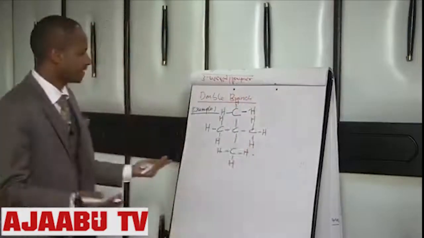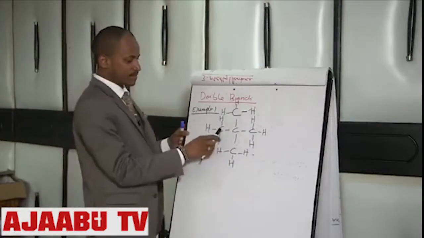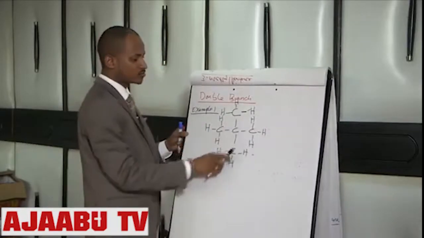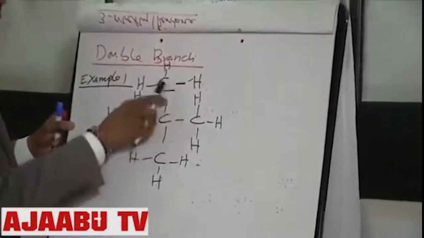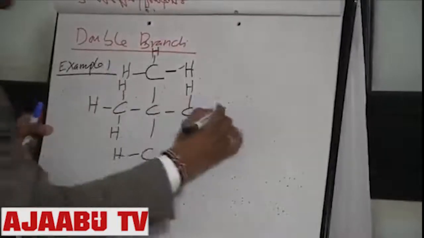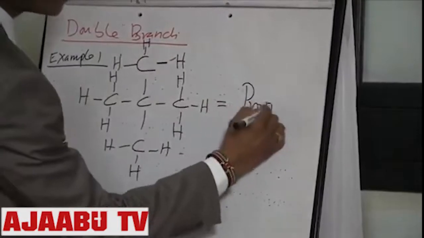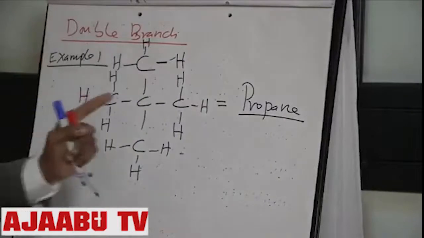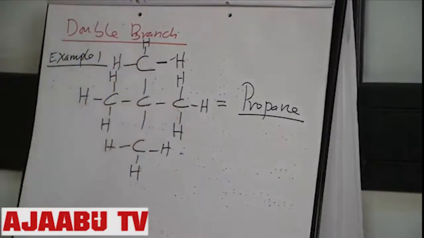Simple. And from here, the longest continuous carbon chain we have, I start from here. 1, 2, 3. I've started horizontally. Then I come this way, 1, 2, 3. Or I go this way, 1, 2, 3. Or this way, 1, 2, 3. So we all agree that it has 3 carbon atoms. That makes it propane. Anything else which is not along the longest continuous chain is a branch.